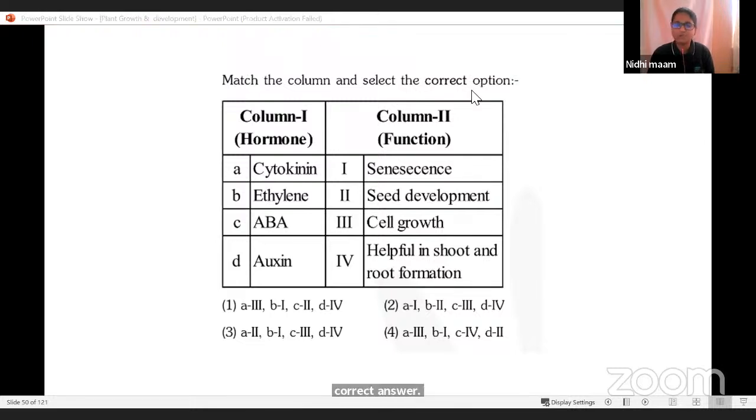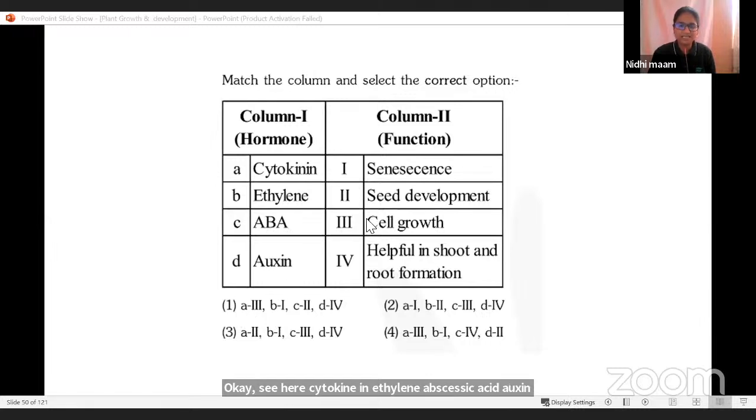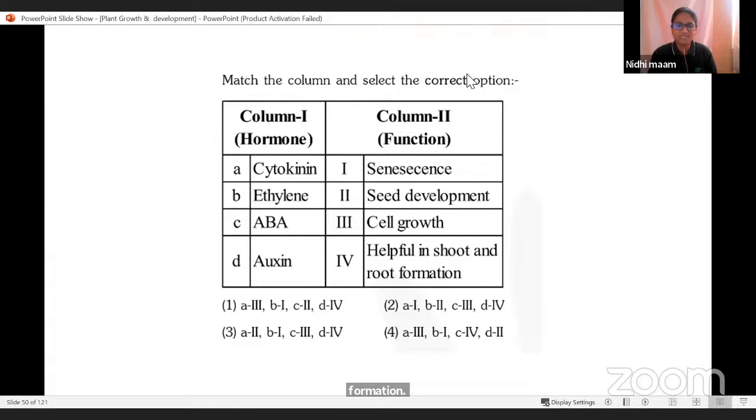Yes, Bhimabai Ambedkar is active on YouTube. The quick response is given by Sharath, Navyashri, Impana, Bhuvan. Okay, see here: cytokinin, ethylene, abscisic acid, auxin. Some of you voted for option 1, that is A is 3, cell growth, B is 1, that is senescence, and C is 2, that is seed development, D is 4, that is helpful in shoot and root formation. Some of you voted for option C, where A is 2, B is 1, C is 3, and D is 4.